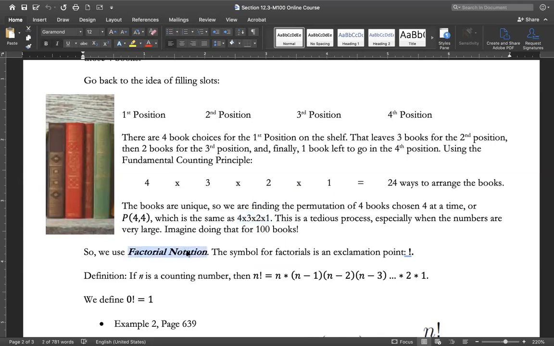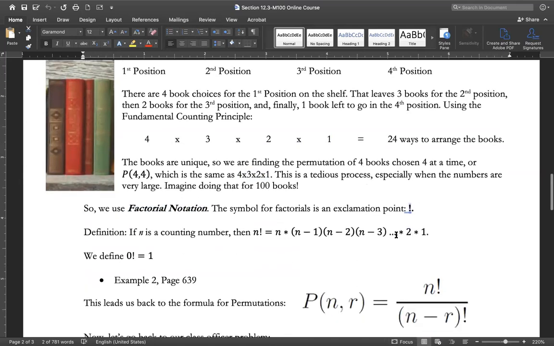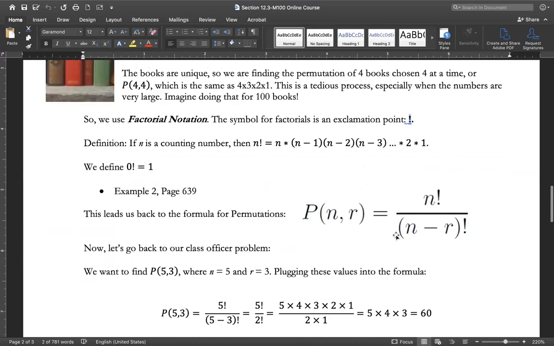factorial notation, and the symbol for factorials is an exclamation point right there. Okay, that's the exclamation point, which means factorial, which means that we're going to multiply a number times 1 less than the number and so forth. So in other words, if n is a counting number, and this is important, we're talking about numbers that you can count with, 1, 2, 3, 4, 5. We're not talking about 2.5 or 3.4. We're talking about counting numbers. They have to be positive, okay?